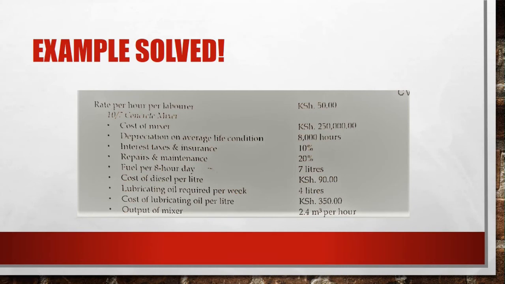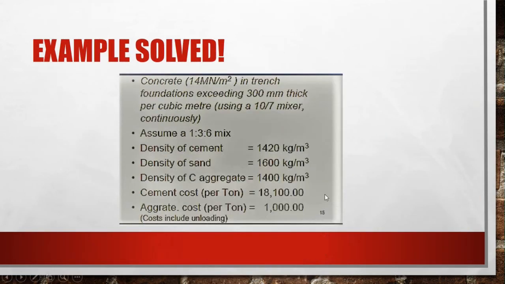So you're going to get the price now. Per 8-hour day it's using 7 liters, so you multiply by the price per liter. So 7 by 90. We also have the oil required per week, which is 4 liters, and the cost of oil per liter is 350. So 350 multiplied by 4. Then you're going to divide by 5, because we assume that the machine is working for 5 working days. So it's 350 by 4 divided by 5 days for you to get the price per day.